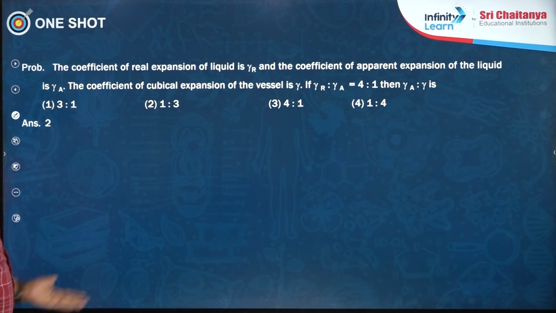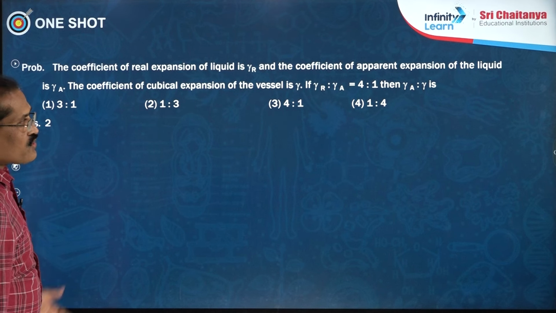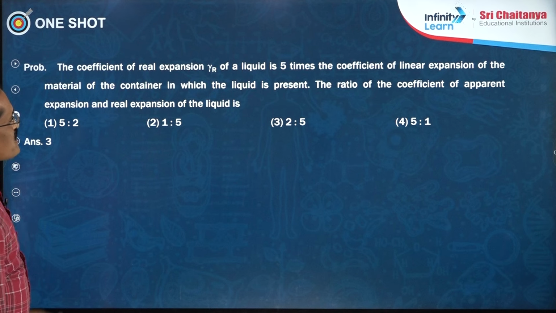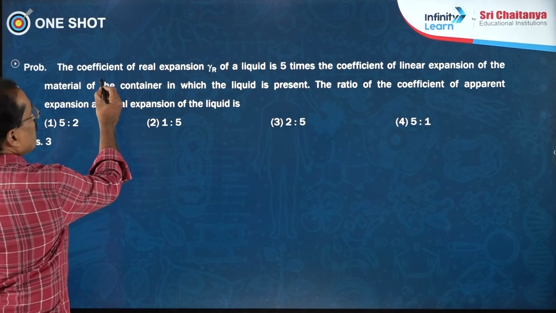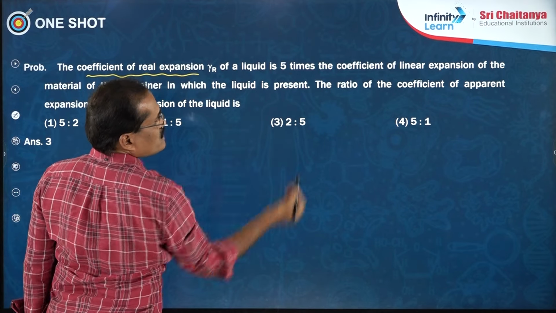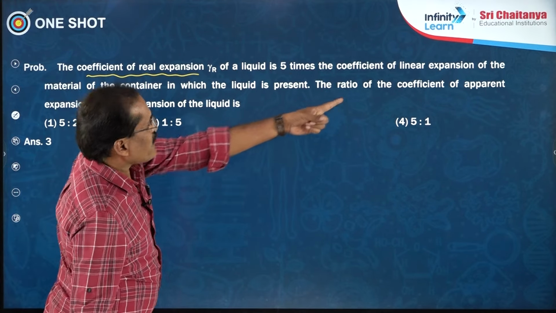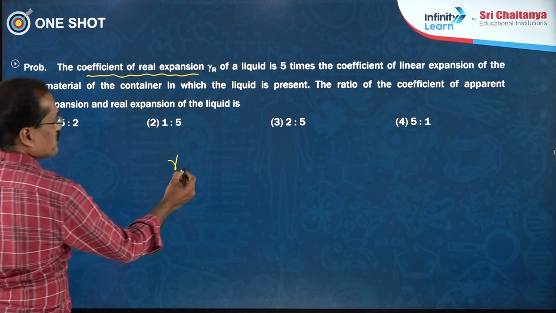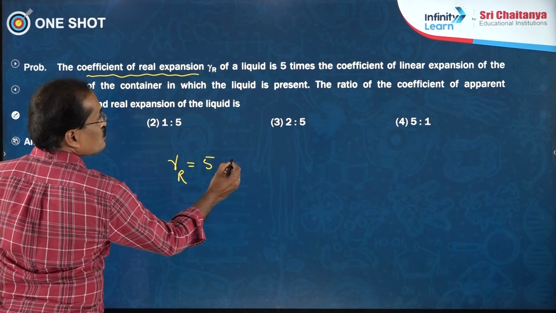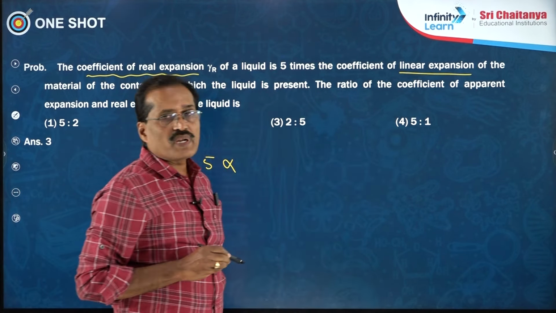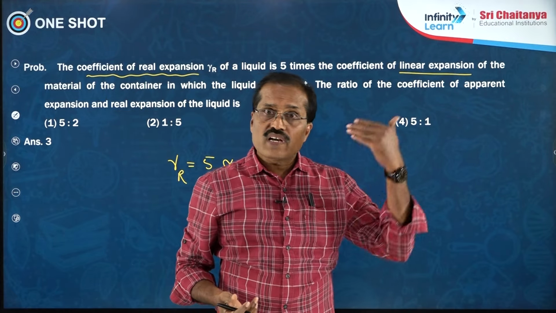This one is the same model, you can try it for your practice, I think you can easily understand. I gave this question for practice, and this one is also similar. Okay, one question I will do here. The coefficient of real expansion of the liquid is 5 times the linear expansion of the material. First you write the information: it is equal to 5 times 2 alpha. Whether alpha or gamma is asked can cause confusion, as normally we are under the impression that gamma will be given.